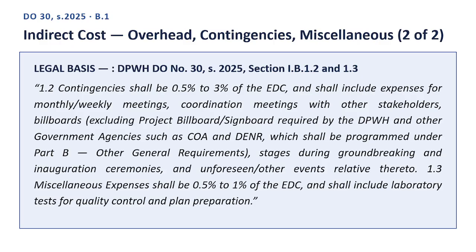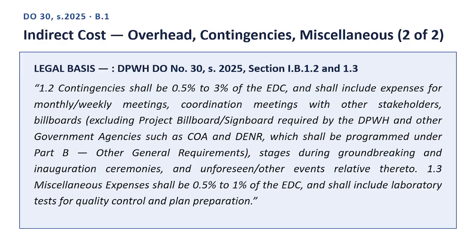Here is the legal basis, quoting directly from DPWH Department Order No. 30, Series 2025, Section IB 1.2 and 1.3. Quote. 1.2 Contingencies shall be 0.5% to 3% of the EDC, and shall include expenses for monthly, weekly meetings, coordination meetings with other stakeholders. Billboards, excluding project billboard, signboard required by the DPWH and other government agencies such as the Commission on Audit and DENR, which shall be programmed under Part B, other general requirements, stages during groundbreaking and inauguration ceremonies, and unforeseen, other events relative thereto.